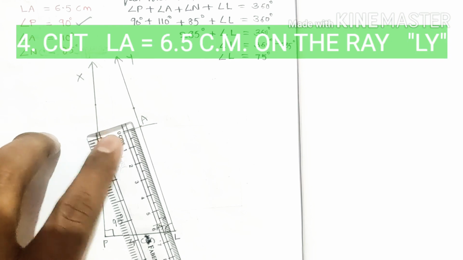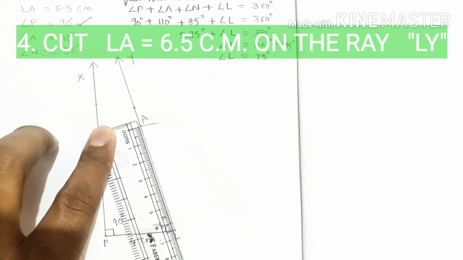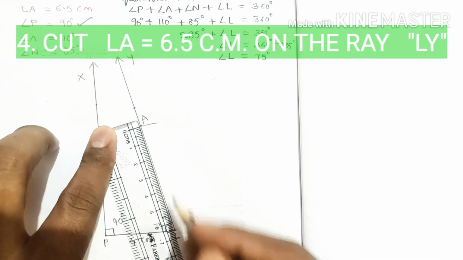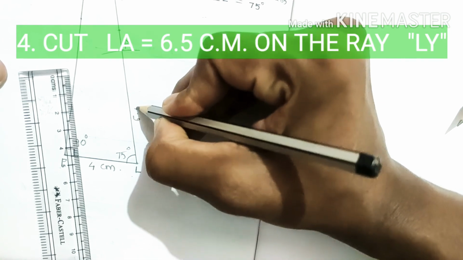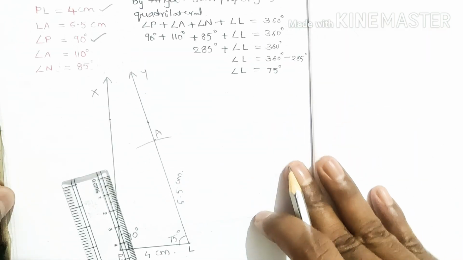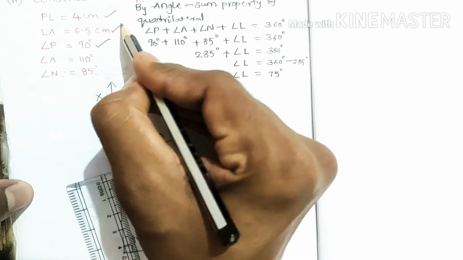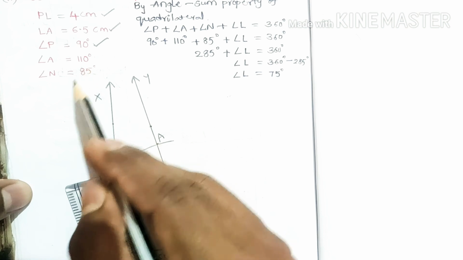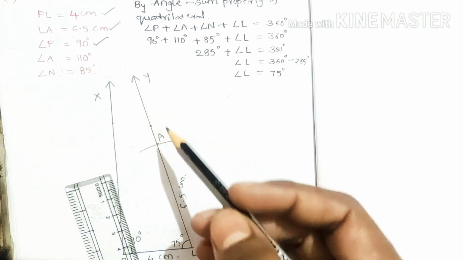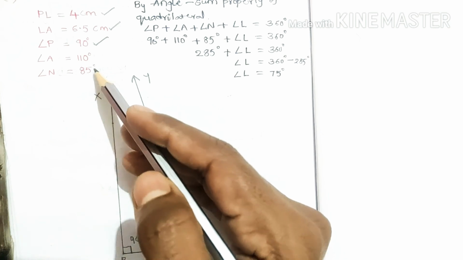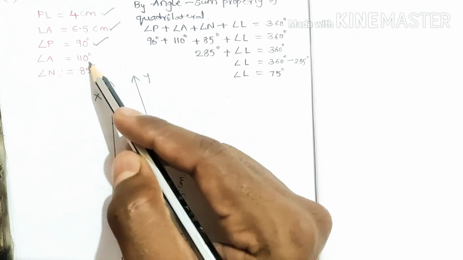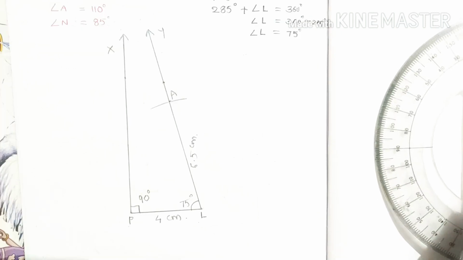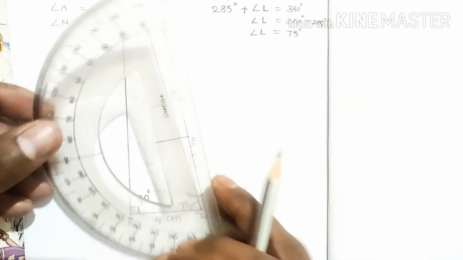If you want to check, you can check with the help of scale also. LA length will be exactly 6.5 centimeter. Now here you have constructed LA equal to 6.5 centimeter. Now angle A equal to 110 degree, angle N is equal to 85 degree. To construct angle A, you must know the A point, and you got it. So since angle A equal to 110 degree, at A you have to construct 110 degree with the help of protractor.